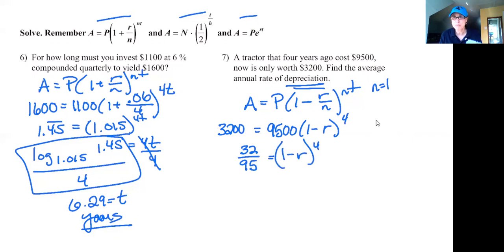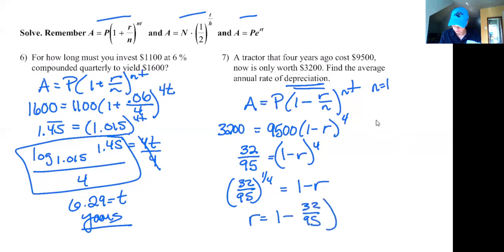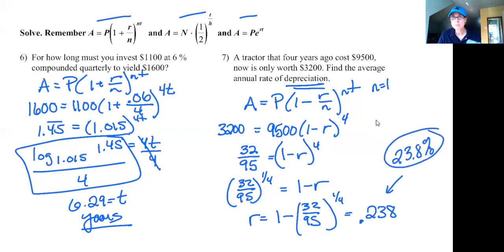I'm not going to use a logarithm. I'm just going to use a reciprocal power of 4. So if I take 32 over 95, and in my calculator I raise that to the 1/4 power, I'm going to have 1 minus r. Before I pop that into the calculator, if I'm solving for r, I could say r is equal to 1 minus 32 over 95 raised to the 1/4 power. And so that comes out to 0.238. So I'm saying it's going down by, if I want a percentage, 23.8%.